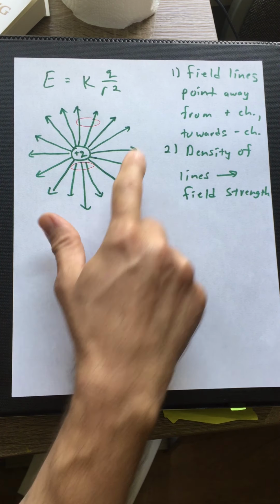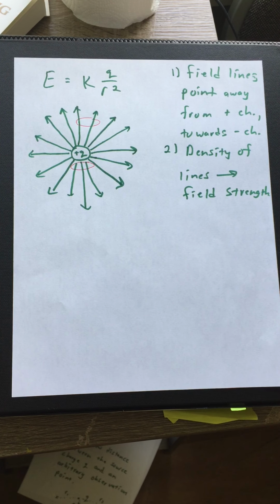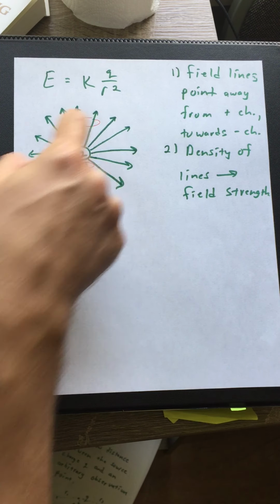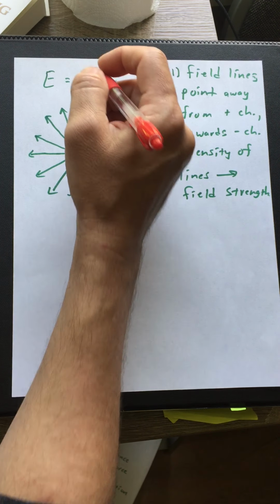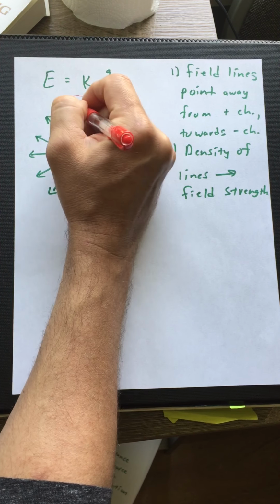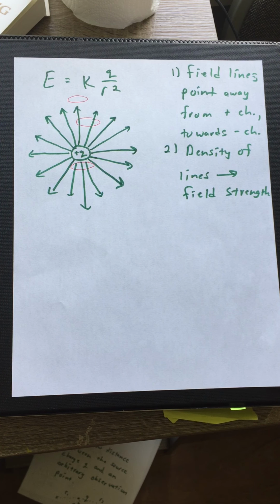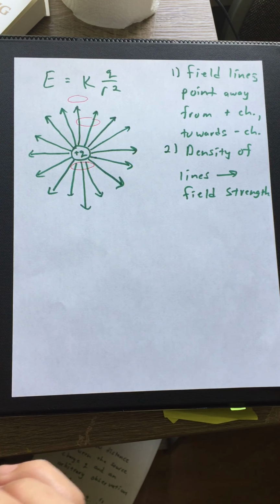But that makes sense because we know there's a distance dependence, right? The closer I am to the charge, the stronger the field is. The farther away I am from the charge, the weaker the field is. If I were to draw even further out, like here, I would only have one field line going through it, and that would mean the field was even weaker. So that's a nice little bonus from just drawing it correctly. This distance dependence becomes obvious because the density of the field lines indicates field strength.